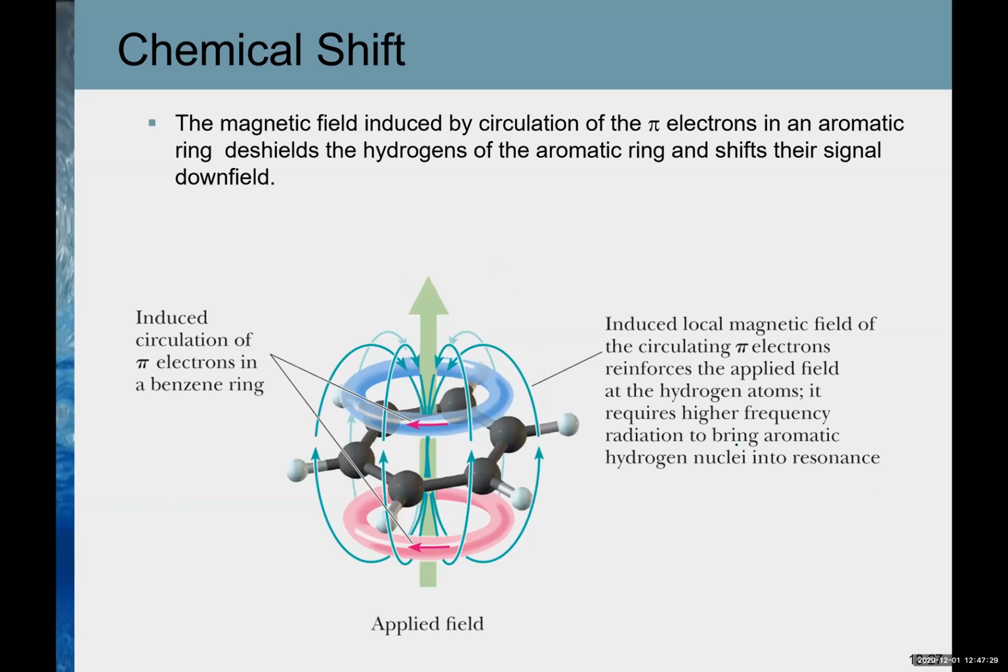In the case of benzene also, the structure is exactly planar. So all protons are outside the circle. In this case also the ring currents originate from the middle and they go here.